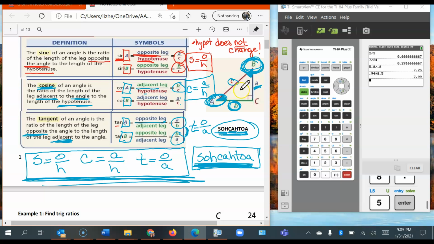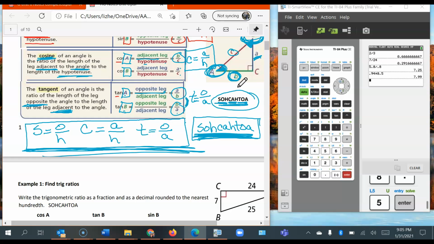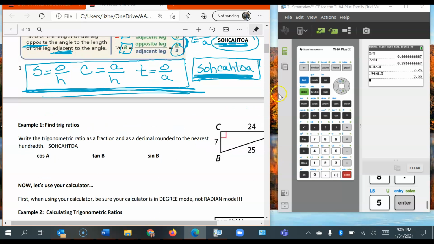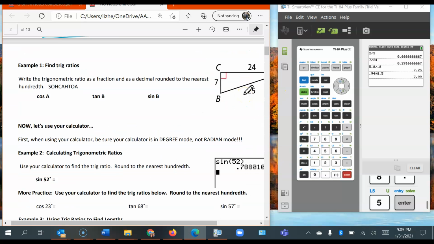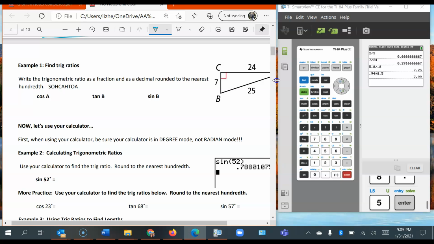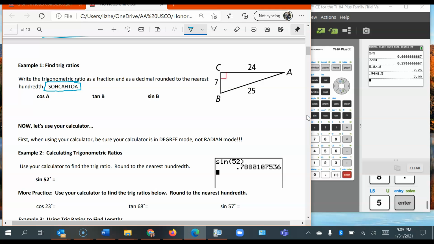So let's move on. Okay, so what we're going to do now is we are going to find the trig ratios. Now, when you are asked to find the trig ratios, all you're doing is writing the ratio. And then, of course, you're simplifying the ratio if it simplifies. So here is your SOHCAHTOA right there. And so looking at this triangle, I guess I can make it a little bigger. Okay. First one is cosine of A.